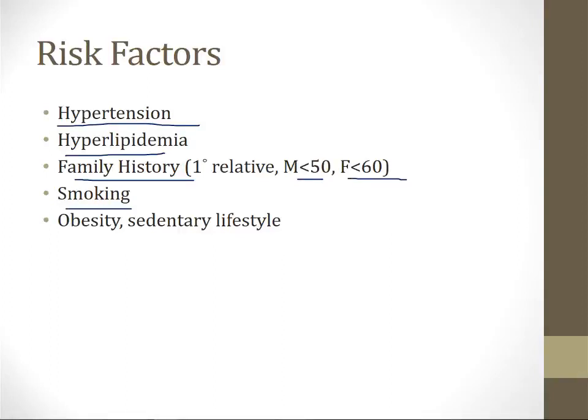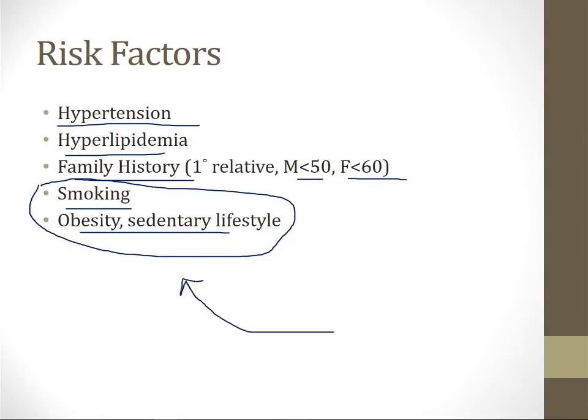Smoking is also a risk factor, so is obesity and sedentary lifestyle, and these last two here are considered the modifiable risk factors. There's nothing you can do about your family history, but you can modify your risk of coronary disease by not smoking, getting exercise, and avoiding obesity.